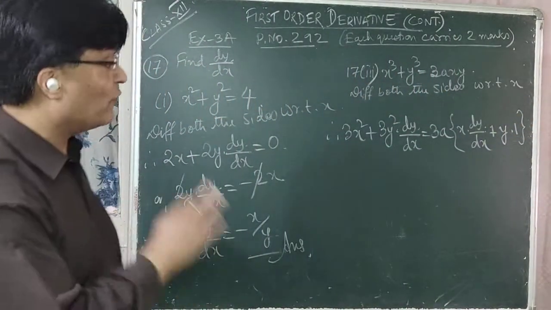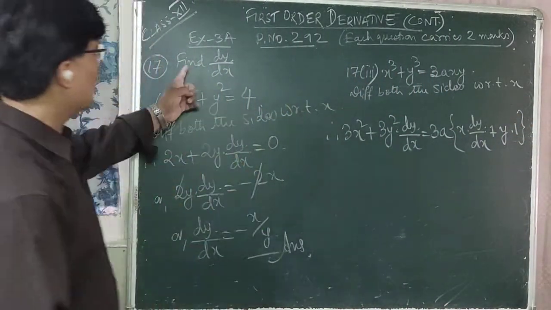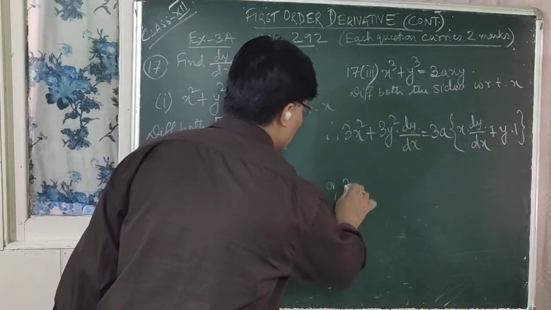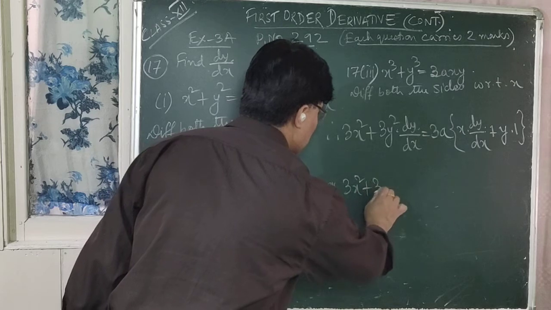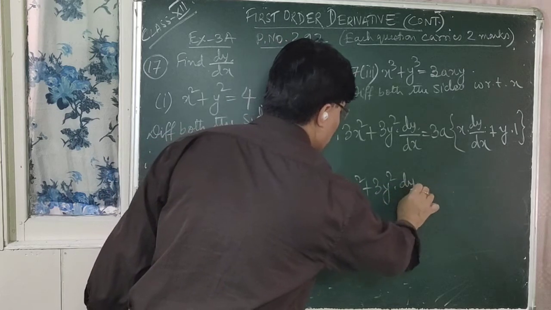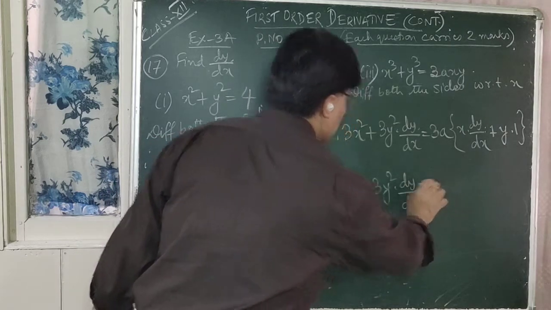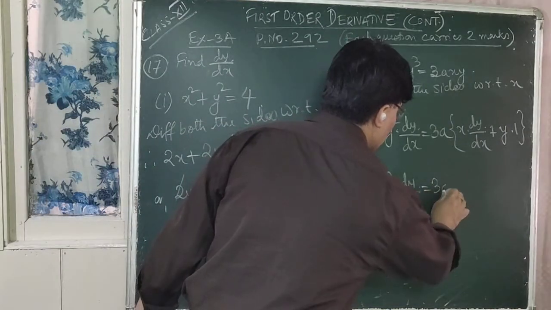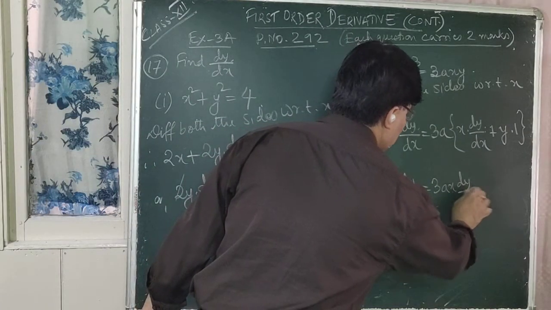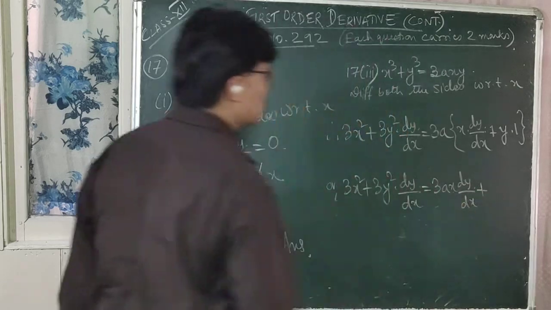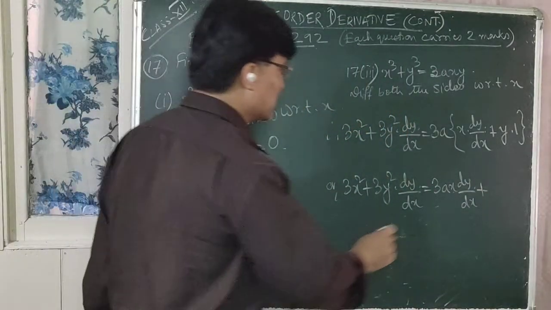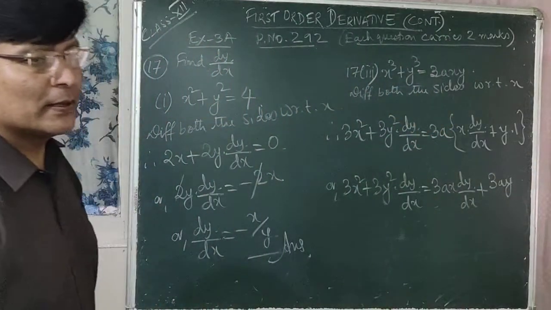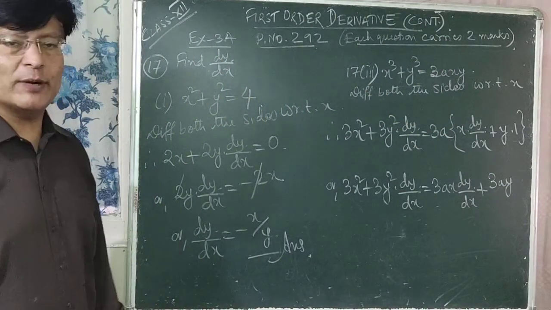Now you have to solve for dy by dx, because you have to find dy by dx. So 3x square plus 3y square into dy by dx is equal to, now multiply by the 3a out there. What is it? 3ax dy by dx plus it is 3ay, right? So it is 3ay. So let us find out the value for dy by dx.